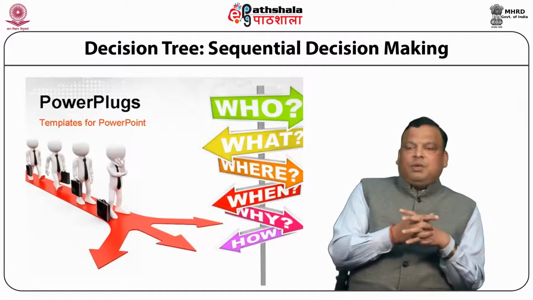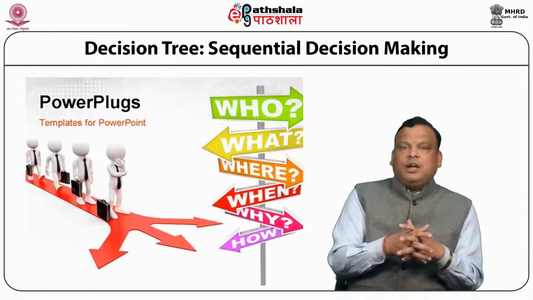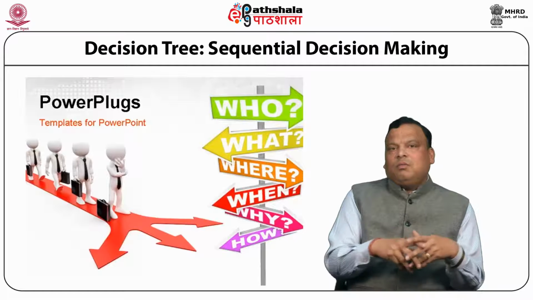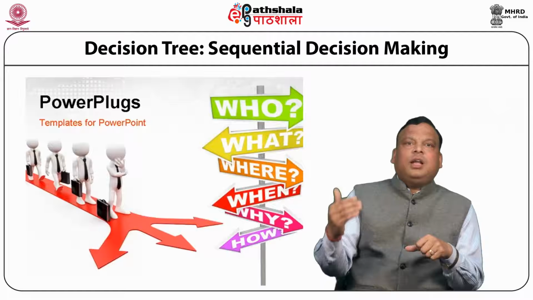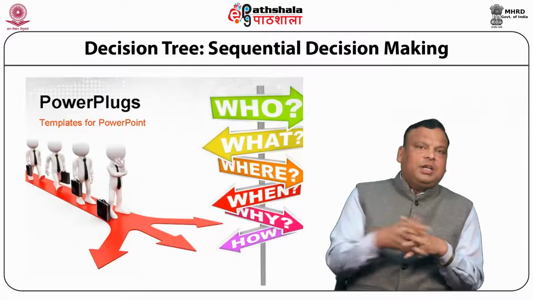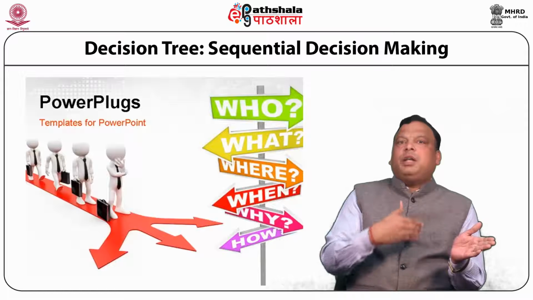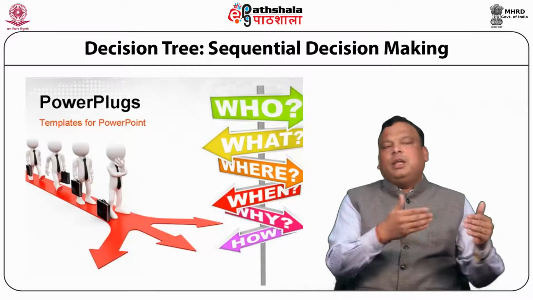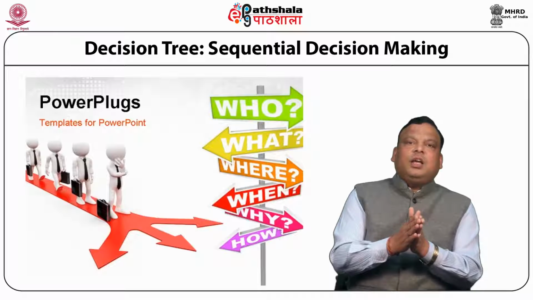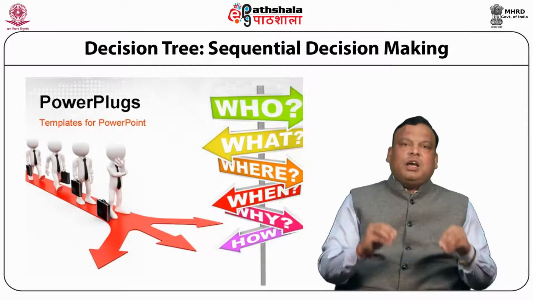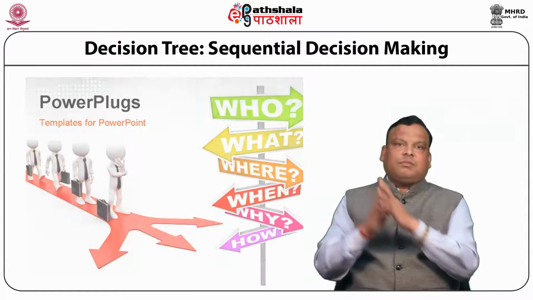In sequential decision making, the decision tree is a very effective tool in the hands of business managers. It is also termed as a decision flow diagram. With the help of a decision tree, decision makers can view all elements pertaining to that problem in a systematic manner. A decision tree includes each and everything relevant to your decision.